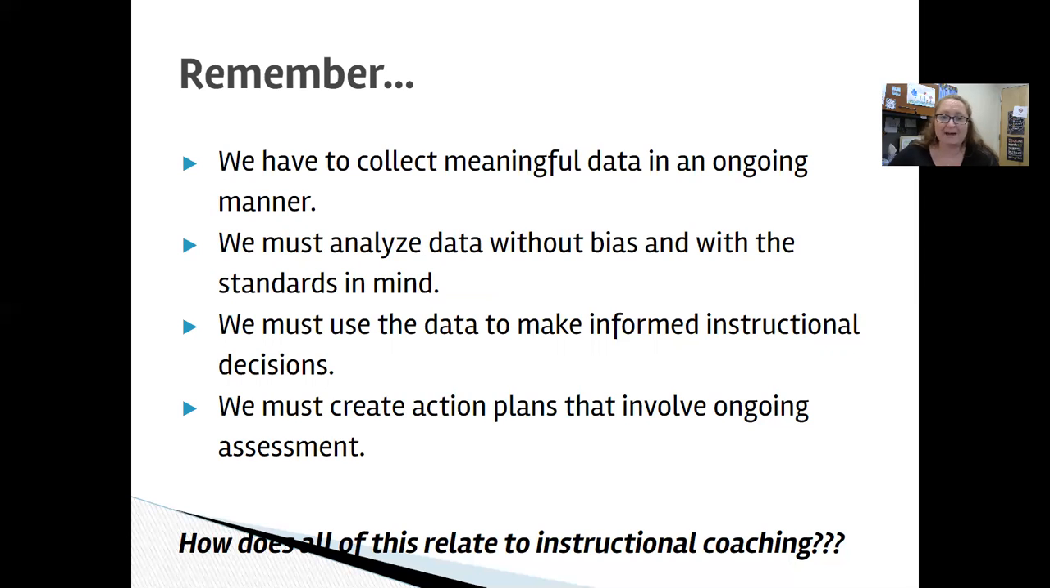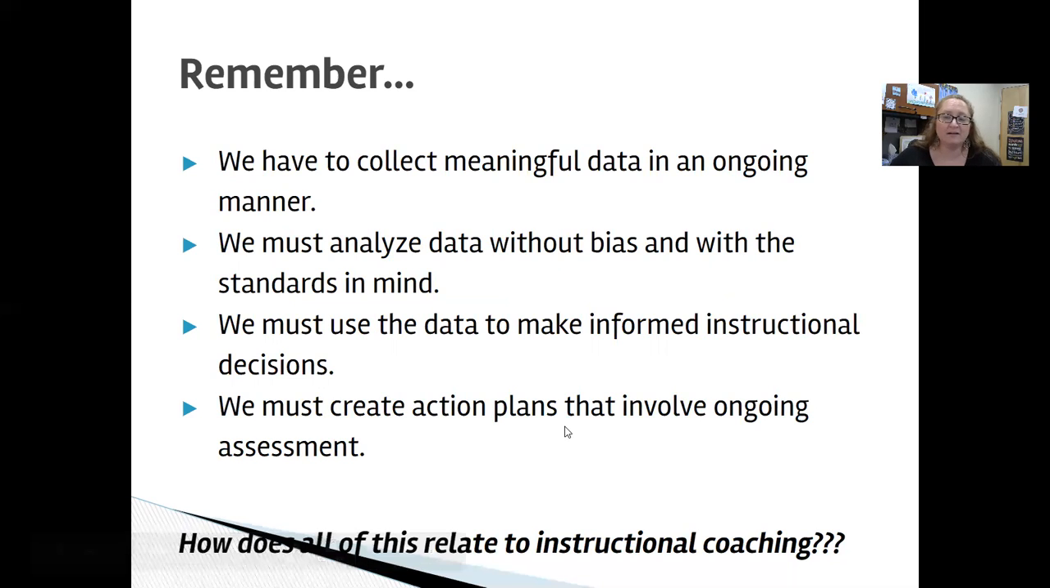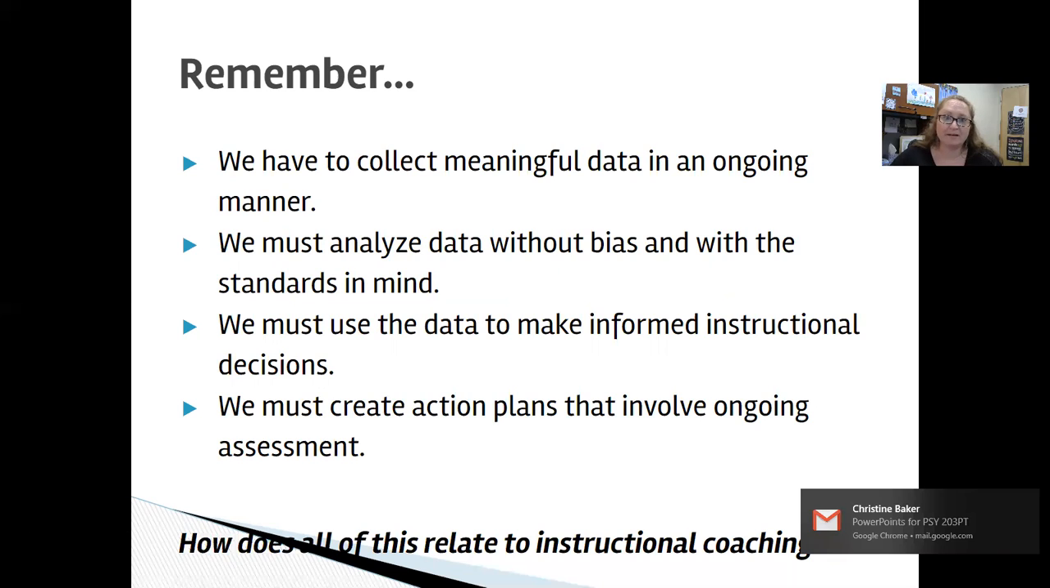And then finally, we have to create action plans that involve ongoing assessment. We can't wait until the end of an 8-week intervention or the end of a 6-week unit. That's too far away. That's too long for misunderstandings to be happening.